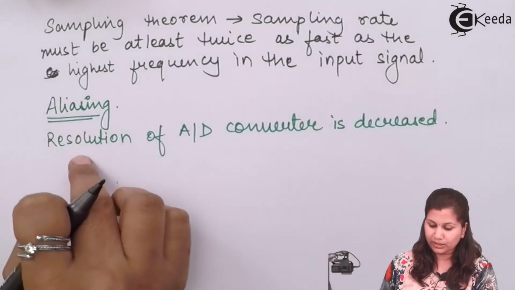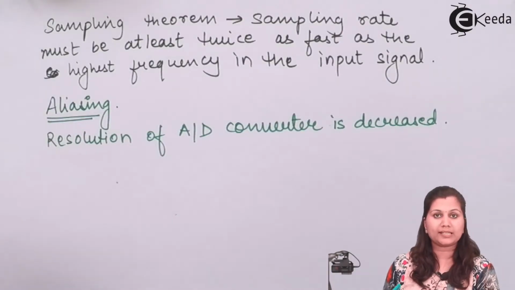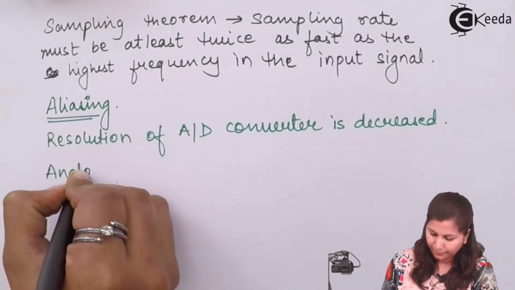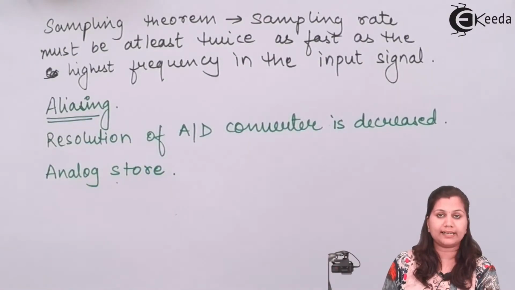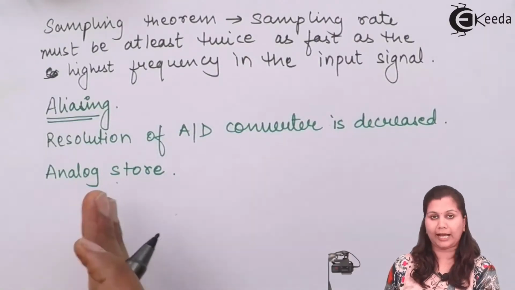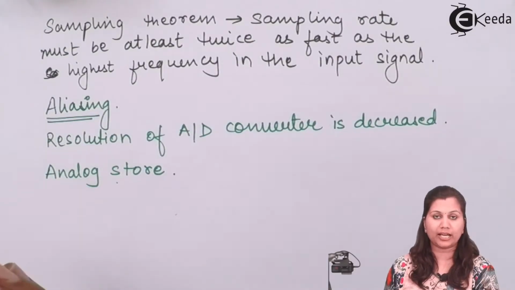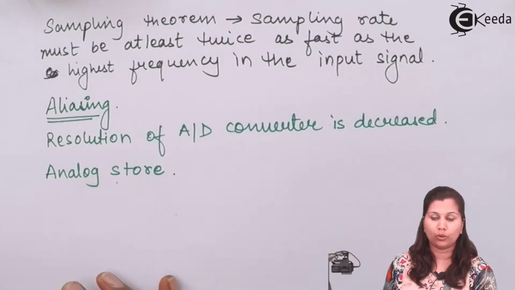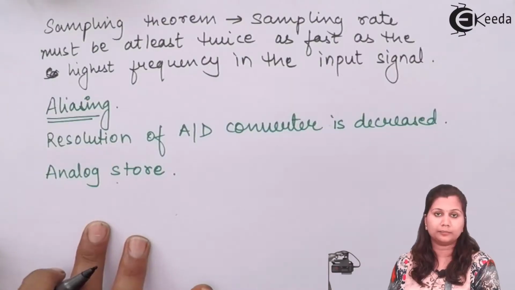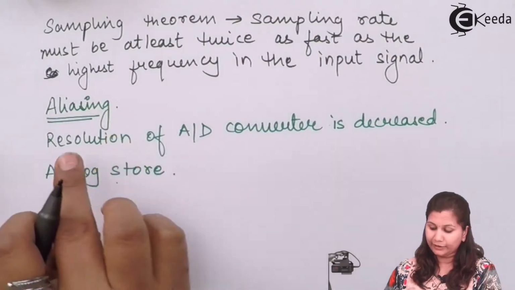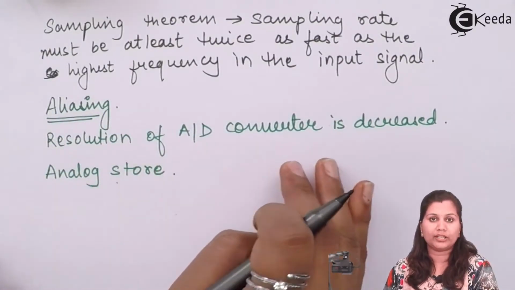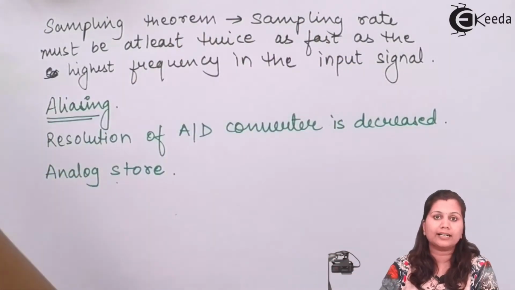So due to this reason, we make some changes in the block diagram of the digital storage oscilloscope. We add an analog store to it. When the signals are amplified, they will be stored in the analog store. After that, they will be digitized and then stored in a digital store. This is going to eliminate the problem caused by aliasing and by the decrease in the resolution of the A to D converter due to an increase in the sampling rate.